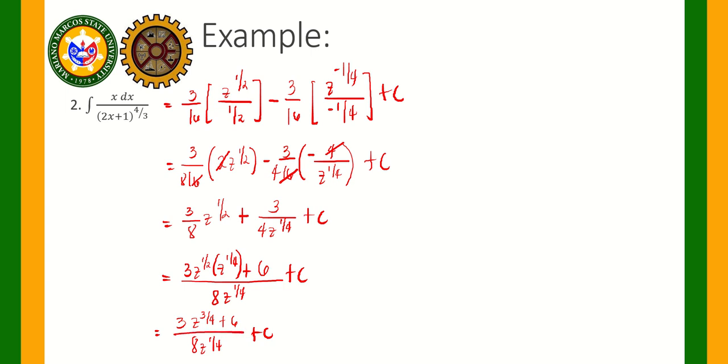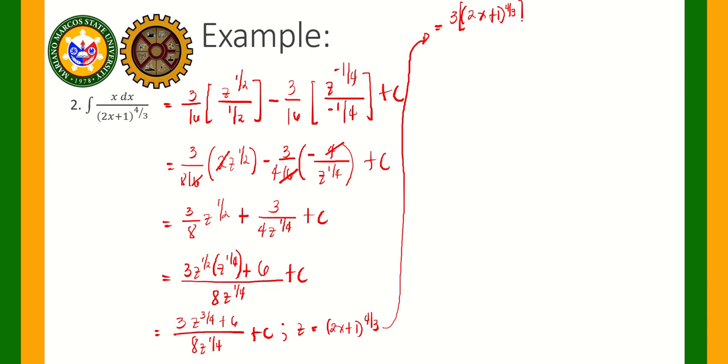Okay? So, pwede na nating i-substitute back si value of z. So, our z is equal to 2x plus 1 raised to 4 over 3. So, dito na natin ituloy. This is equal to 3 times 2x plus 1 raised to 4 over 3 raised to 3 over 4, and then plus 6 all over 8 times our z, which is 2x plus 1 raised to 4 over 3 raised to 1 over 4. Okay, so this will be equal to, and then plus c pala.